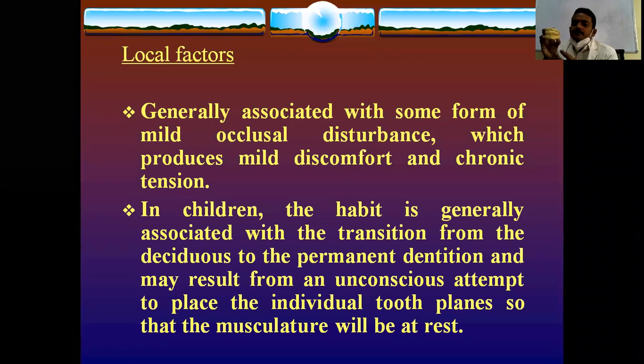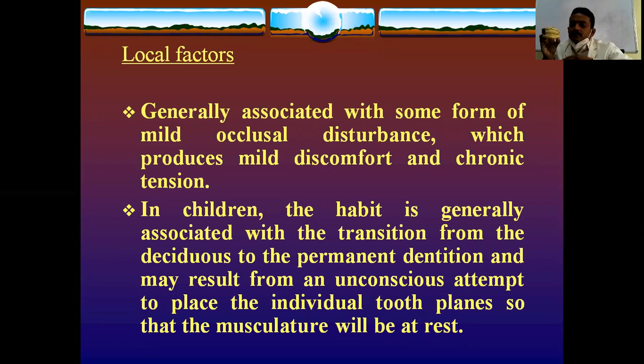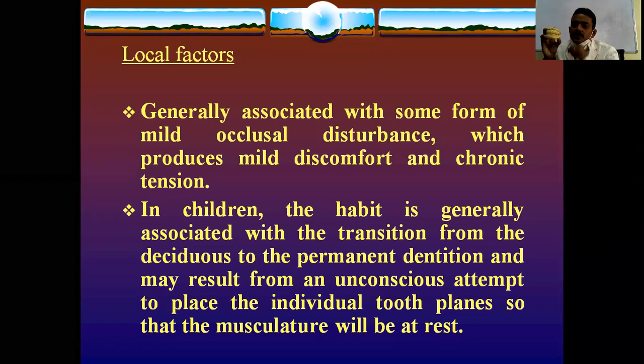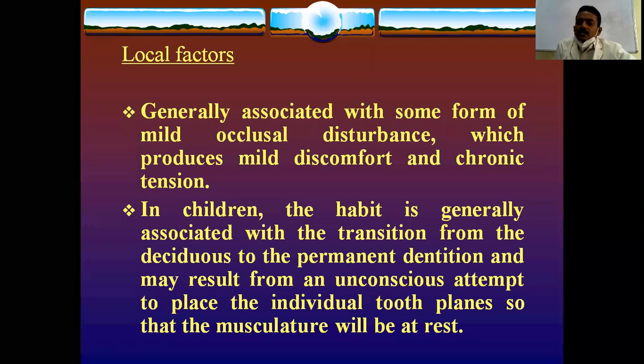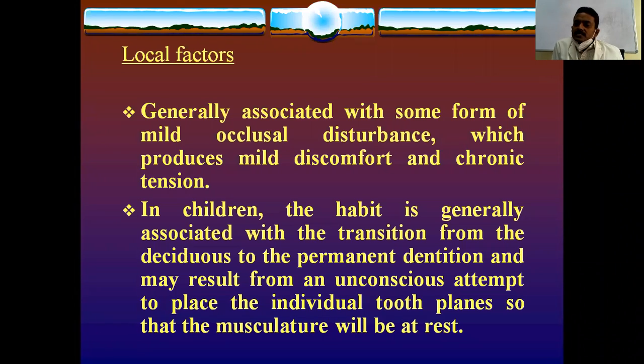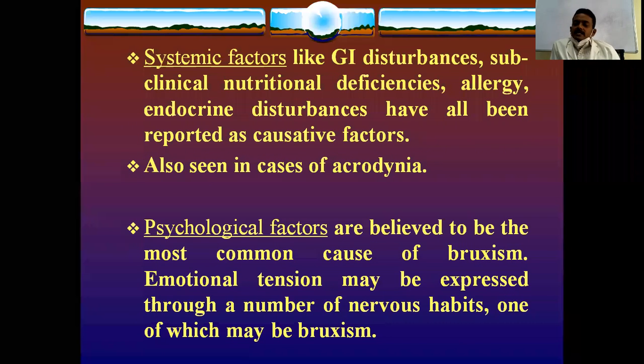The period where the primary teeth are shedding off and the eruption of the permanent teeth takes place. This period is called a transition period. During this period, the children may result from an unconscious attempt to place the individual tooth planes so that musculatures will be at rest.